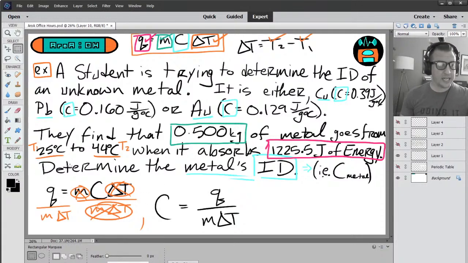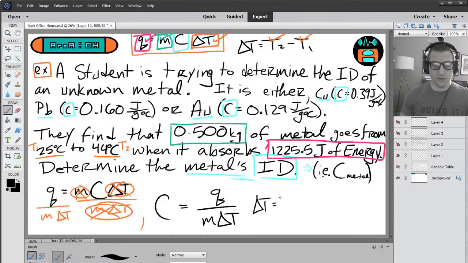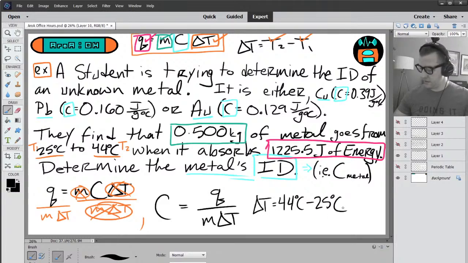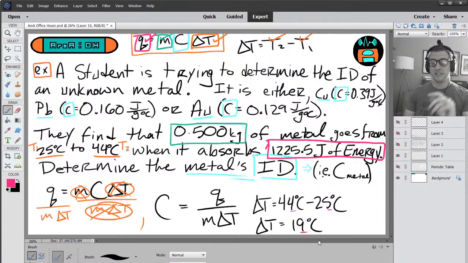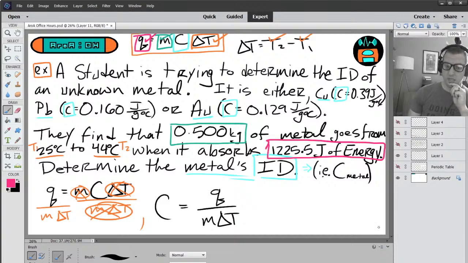So let's calculate, as I was saying, our delta T. Final temperature was 44 degrees Celsius. Initial temperature was 25. So our change in temperature has a value of 19. Sig figs wise, our last sig fig needs to be in the ones place, and it is, so we don't need to round. That's the value we can use for delta T.